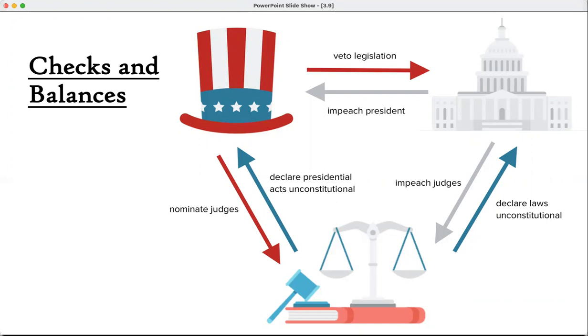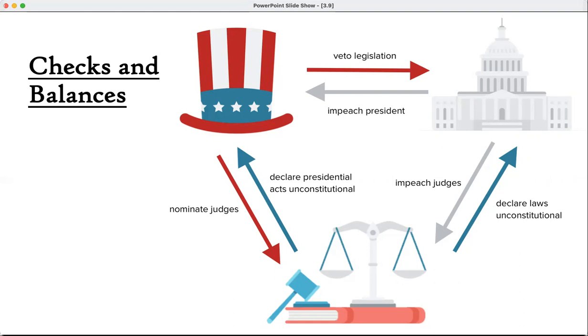If the Supreme Court thinks the law is inappropriate, they can declare it unconstitutional. So in that way, both the president and the courts act as a check on Congress. All right, what about the president? Well, if the president has broken the law, Congress has the power to impeach him and remove him from office. And Congress or the Supreme Court has the power to declare presidential acts unconstitutional. They do it all the time.